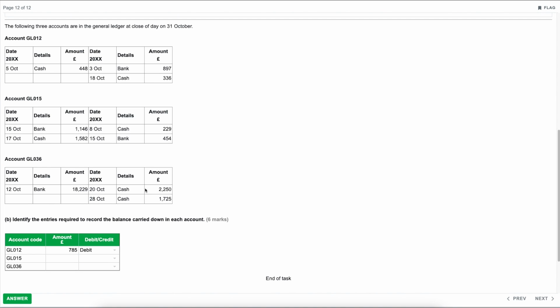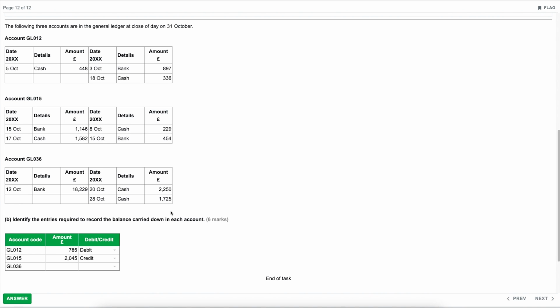Now the next one, same technique, add up our debits, add up our credits, and the difference between the two sides comes to £2,045. Now I think we can quite clearly see on this one that the debits are higher than the credits, therefore the balance carried down to balance off the account would go on the credit side. Okay, so we can select credit.